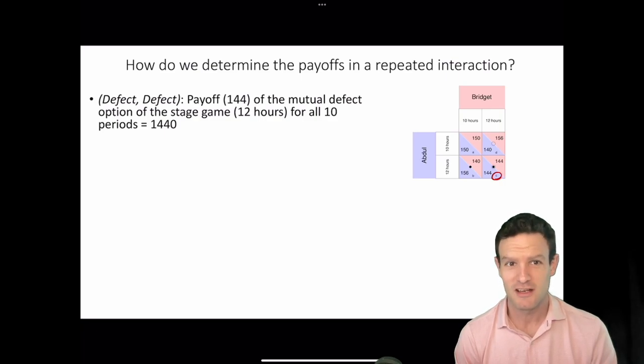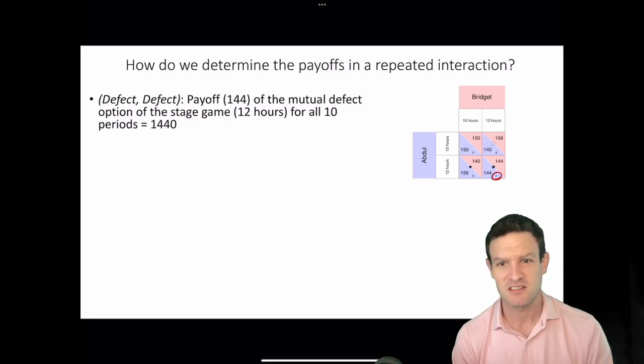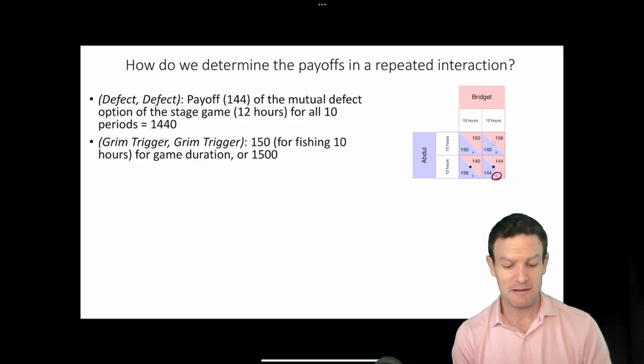There are 10 rounds, therefore, or 10 periods. Therefore, we take 144, we multiply it by 10, and we get 1,440. Okay, that's easy. Now, if I'm playing grim trigger versus grim trigger, what does that mean?